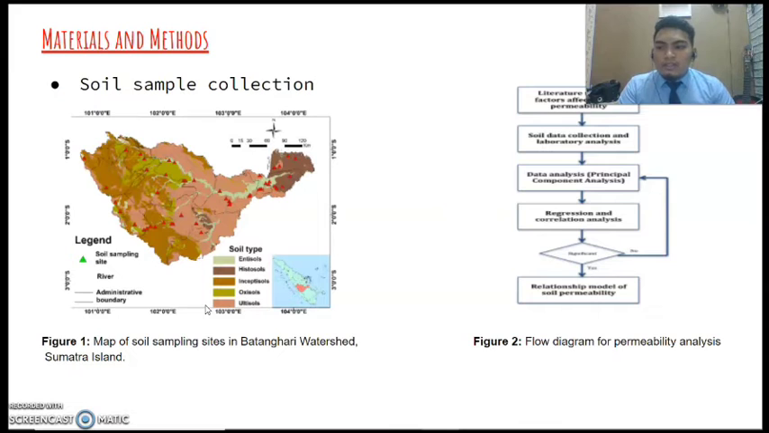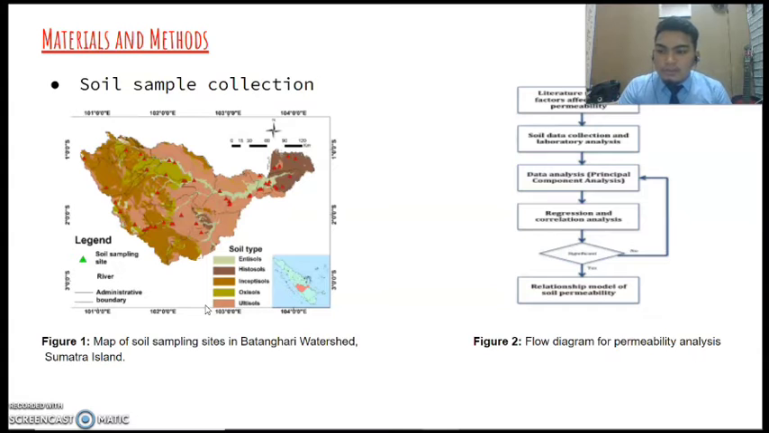We move on to the materials and methods for case study number 1. First thing we need to know is that this study utilized a soil data set sample from May 2015 to August 2016. The soil samples were collected from 37 sites consisting of 91 samples in Batanghari watershed, situated in Jambi and West Sumatra province. Collected samples represented soil types and land uses from the upper, middle and lower part of the catchment area.